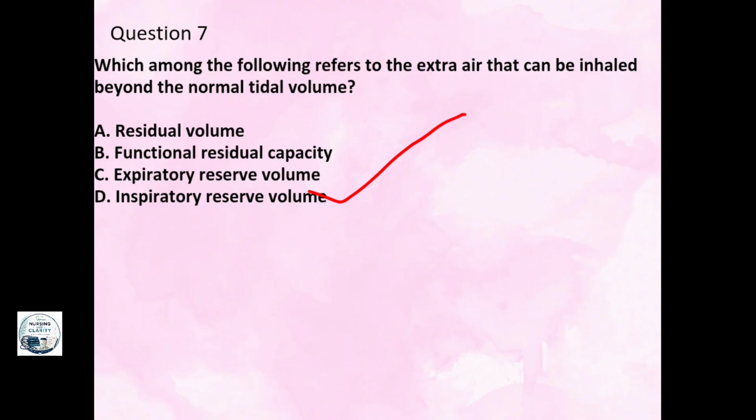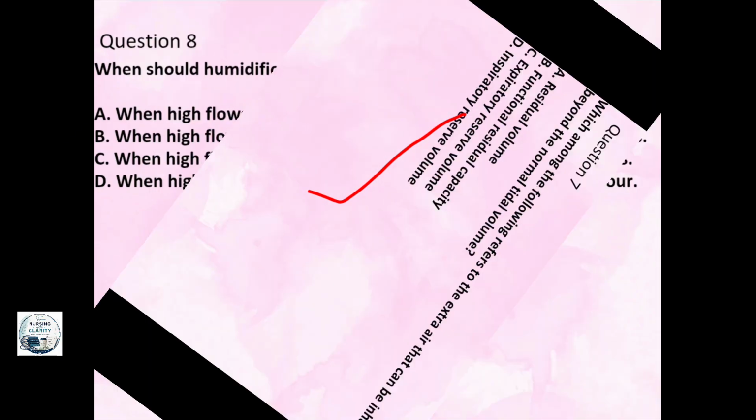So now we are going to see why the other options are wrong. Option A, residual volume, is the amount of air that remains in the lung after a maximum forced exhalation. So this is a wrong answer. It is not suitable for this question, so we can eliminate this option. Option B, functional residual capacity, is air left in the lungs after a normal exhalation, which is wrong. Option C, expiratory reserve volume, is extra air you can breathe out after a normal exhalation, which is totally wrong. So we can eliminate this option. So the correct answer is option D.